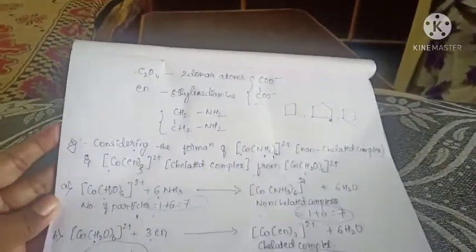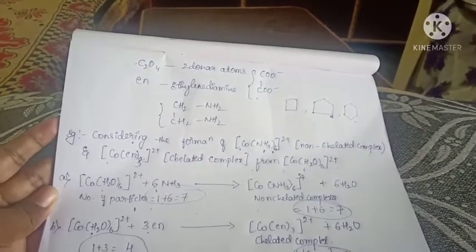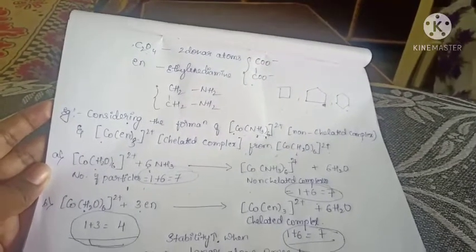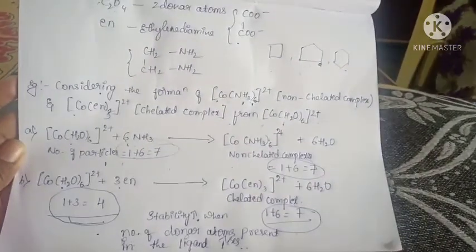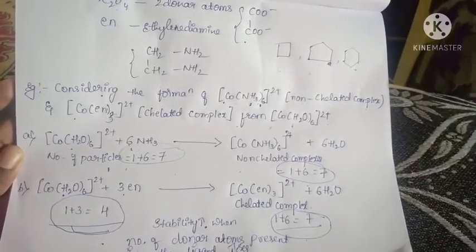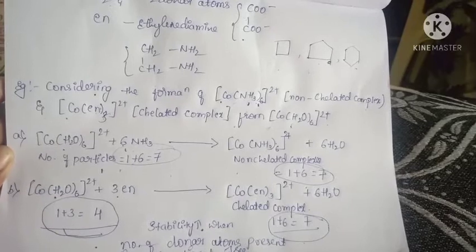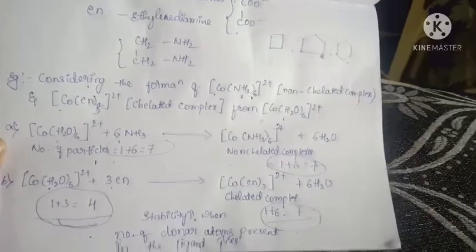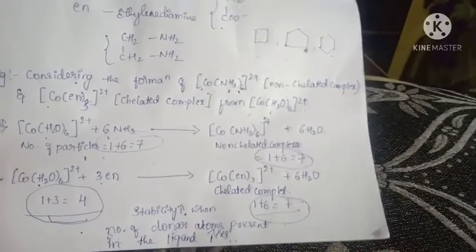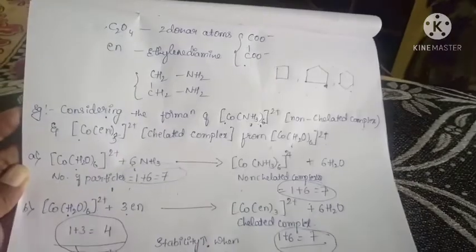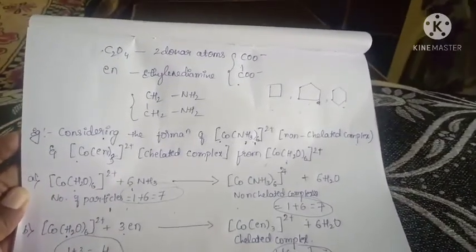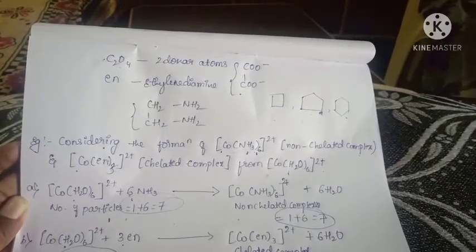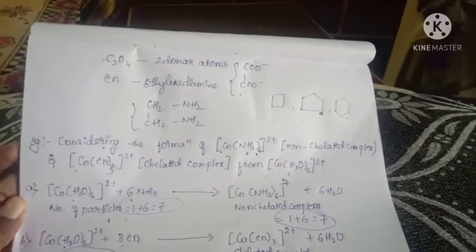In the last class I explained the chelated complex and the non-chelated complex. Here in the non-chelated complex, the particles should be the same on the right-hand side and the left-hand side. And in the chelated complex, the right-hand side should be greater than the left-hand side. Stability increases when the number of donor atoms present in the ligand also increases. In the size of the ring, a 4-membered ring is less stable compared to 5-membered and 6-membered rings.